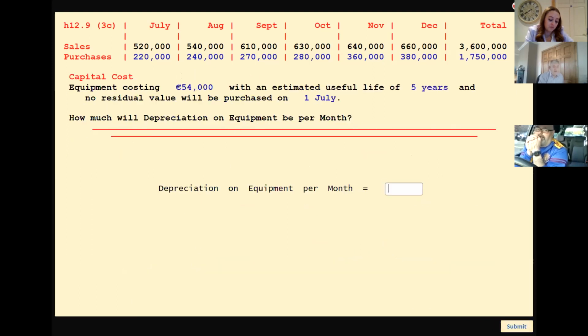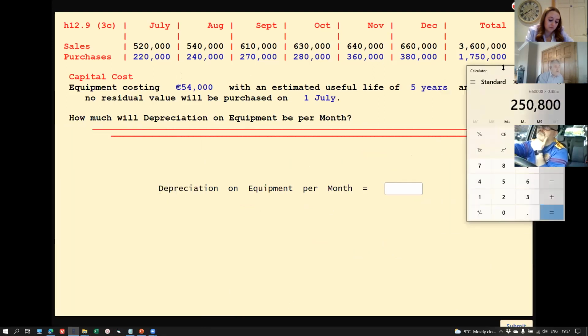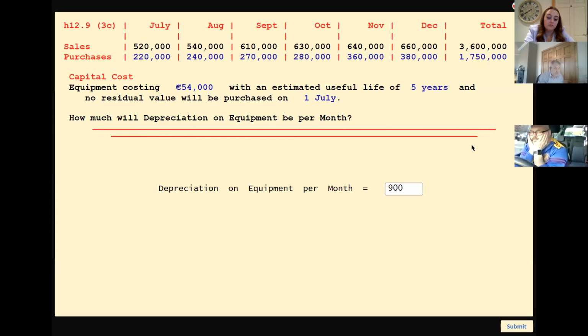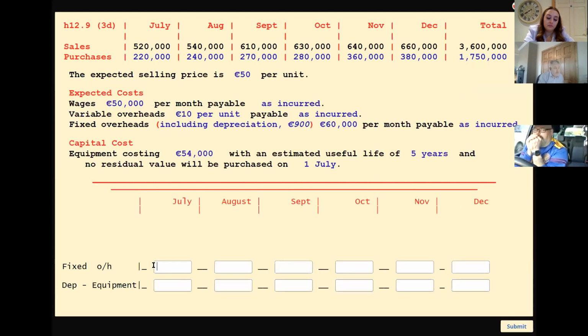Okay, there's working out what the depreciation is per month. Let me just work out where that. So 54,000, 5 years. Okay, so it's 900 a month. So depreciation is going to be 900 a month. I've just worked that out, but you know this is not in a cash budget. Now look at the next line. Fixed overheads. All right, 50,000 less the 900 should be 49,100.